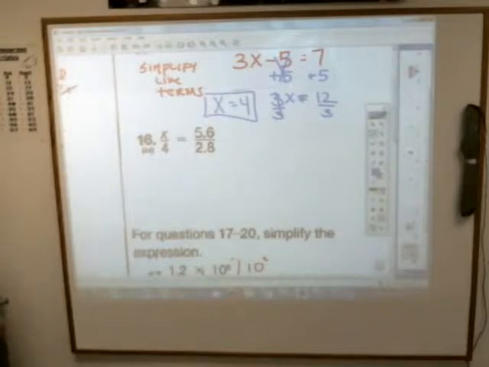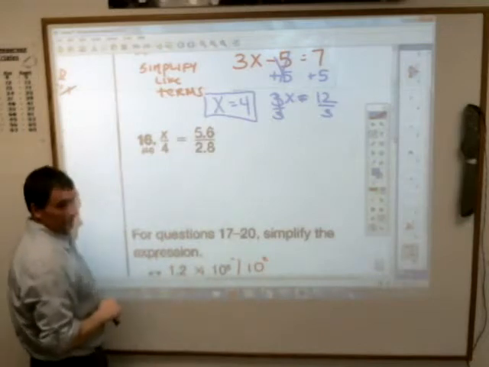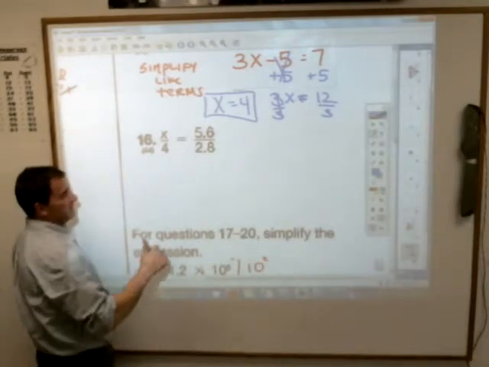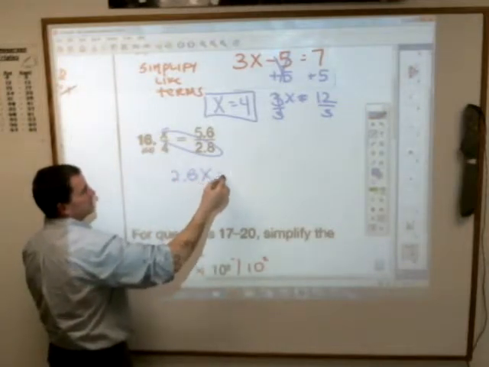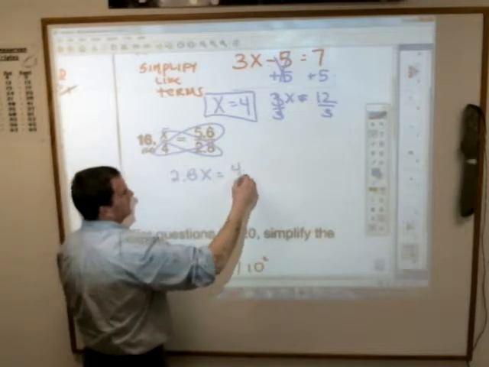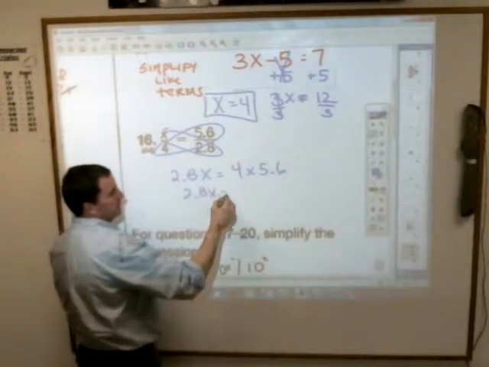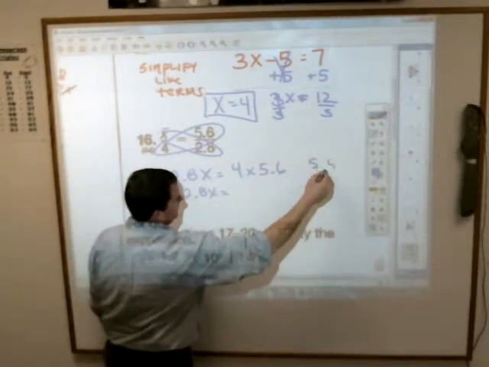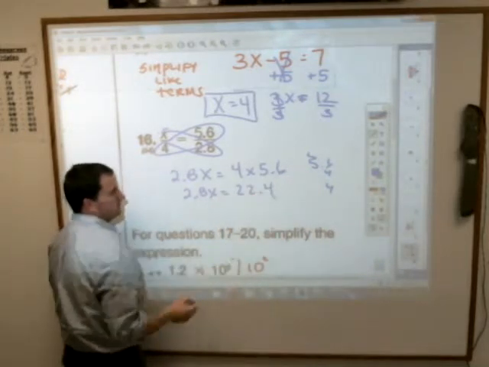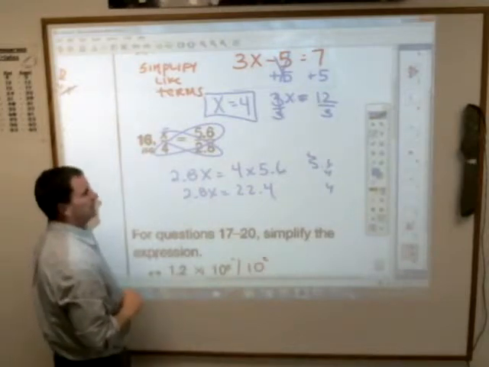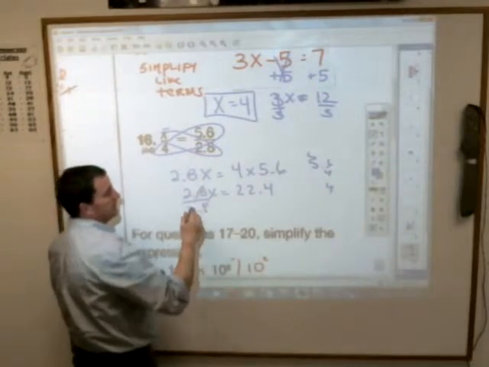Cross multiply, yes, that's what I would do. You could reduce these, it might get a little confusing if you do, so maybe this is just the best way. You want to take this times this. 2.8 times x is going to equal 4 times 5.6. So 2.8x is going to equal 4 times 5.6, which is, how about 22.4? Right? Did I do that right? Sure, just say that. Now I just need to, Sage, divide by 2.8.